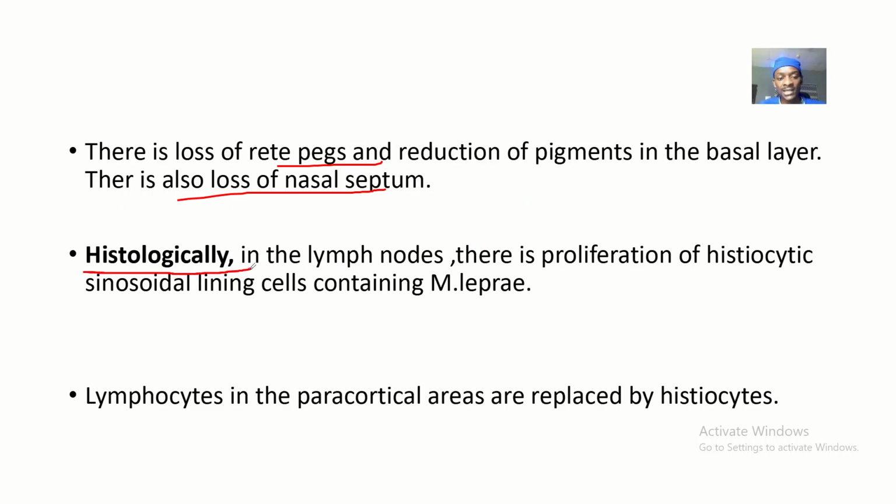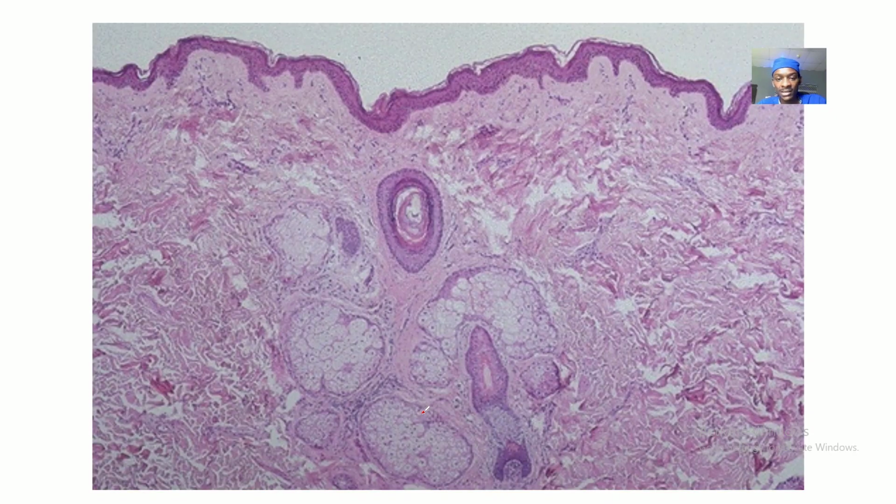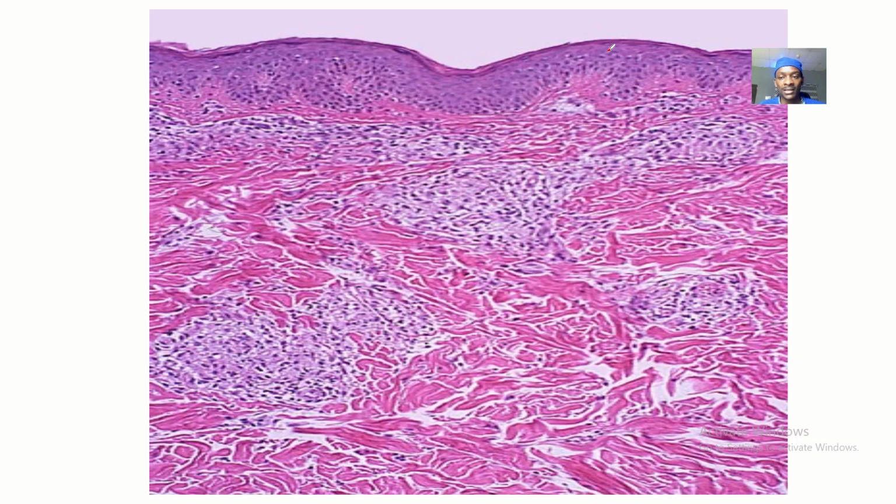Histologically, in the lymph nodes, there is proliferation of histiocytic sinusoidal lining cells containing Mycobacterium leprae. Lymphocytes in the paracortical areas are replaced by histiocytes. This is how it looks in the histological stain slide, and you could see all those bumps. That's the leonine facies. This is another histological stain for this.